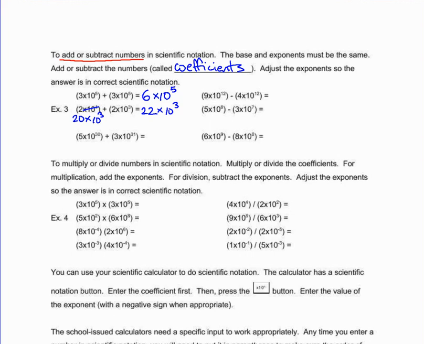Now this is not in standard scientific notation. We're going to have to fix it. So the decimal is located here. We need to move to the left 1. When you move the decimal to the left, it makes your exponent more positive. So we're going from 3 to 4. 2.2 times 10 to the 4th power.